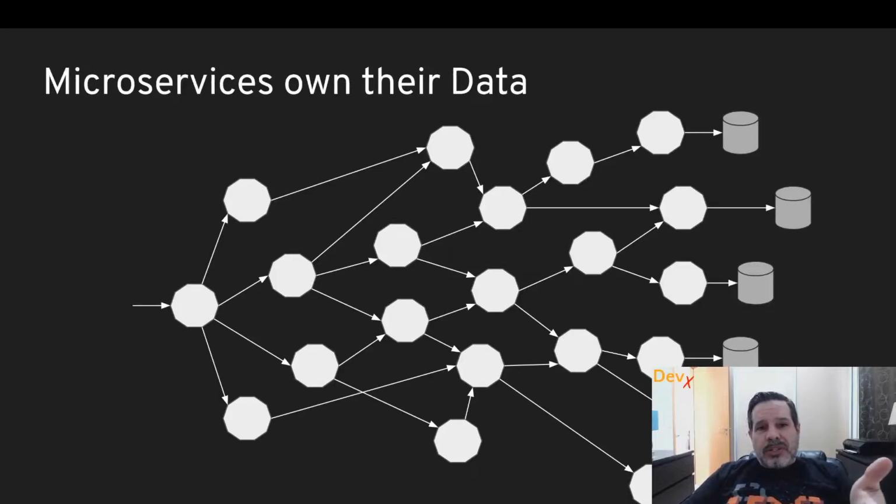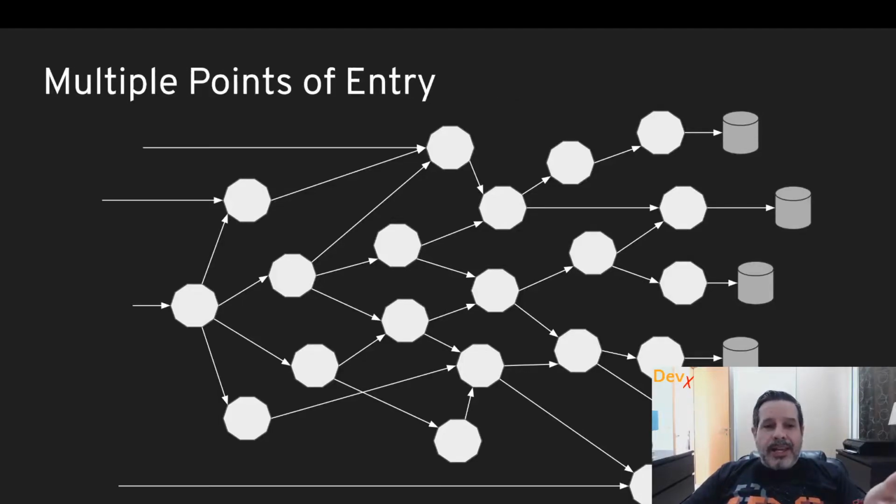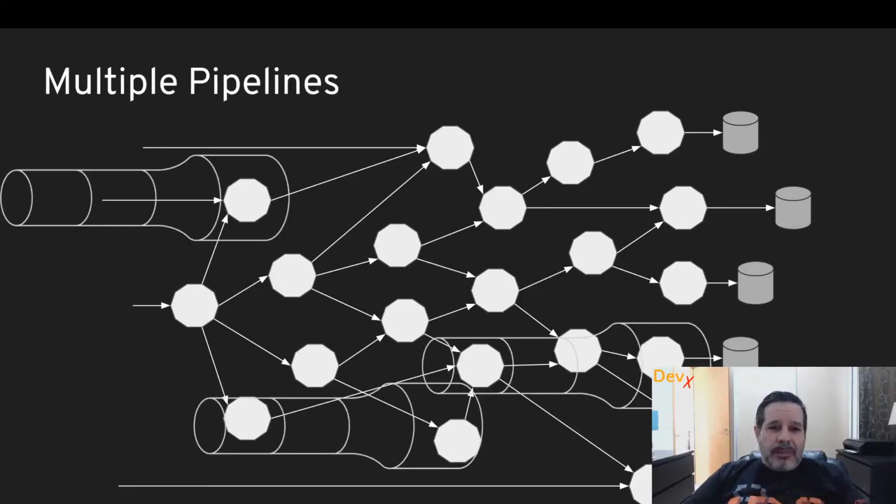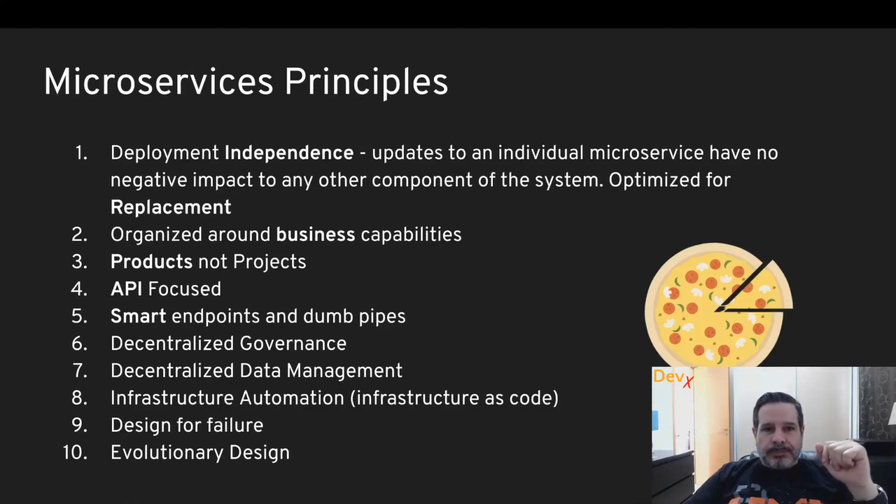Each microservice owns its data. Some of them have multiple points of entry, and of course, all of them have a pipeline, a way to get your source code from the repository and place it on production.